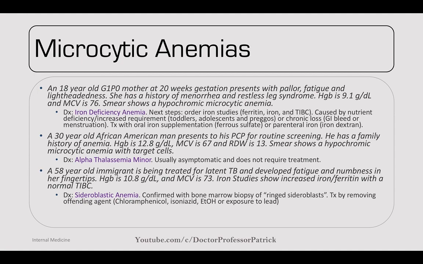Next up, we've got a 58-year-old immigrant who's being treated for latent TB, and he develops fatigue and numbness in his fingertips. Hemoglobin is 10.8 and MCV is 73. Iron studies show an increased iron and ferritin with a normal total iron binding capacity. So this is more of a sideroblastic anemia, especially being treated for latent TB. Isoniazid, if you're not adding vitamin B6, can cause this. And you can confirm it with bone marrow biopsies showing ringed sideroblasts. You can treat by removing the offending agent or adding B6. So chloramphenicol, isoniazid, alcohol, or lead poisoning can all cause this.